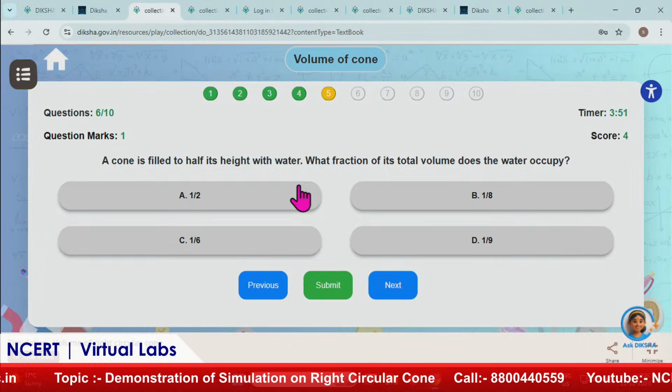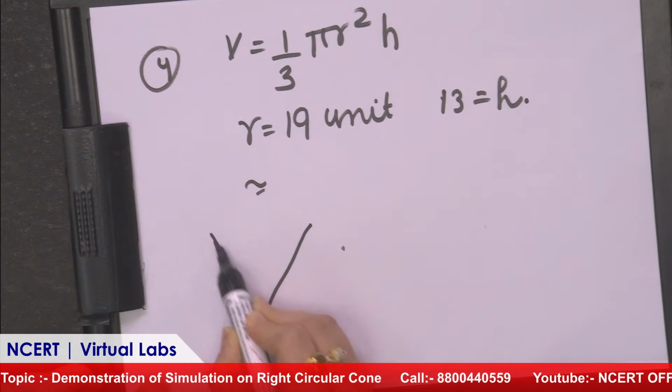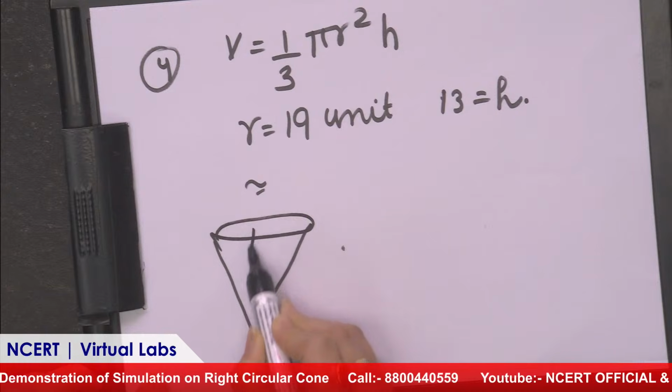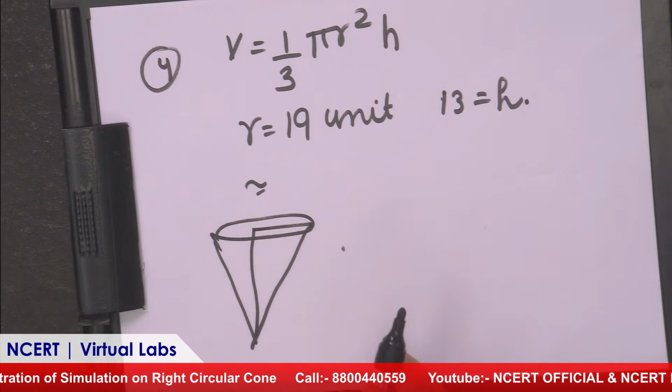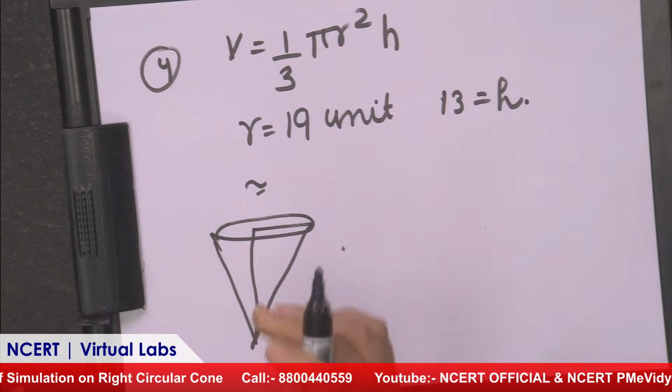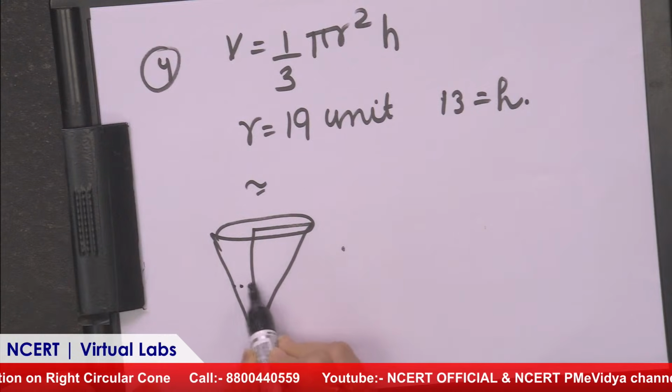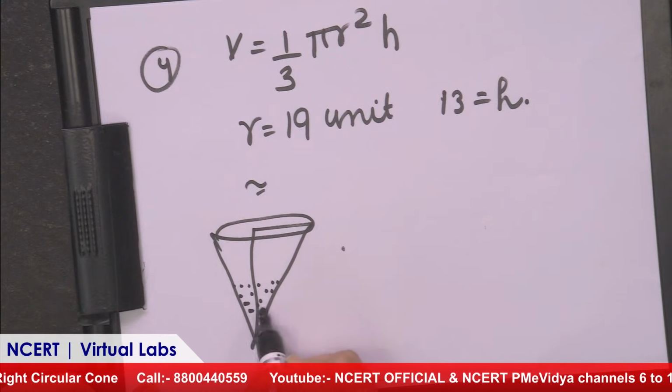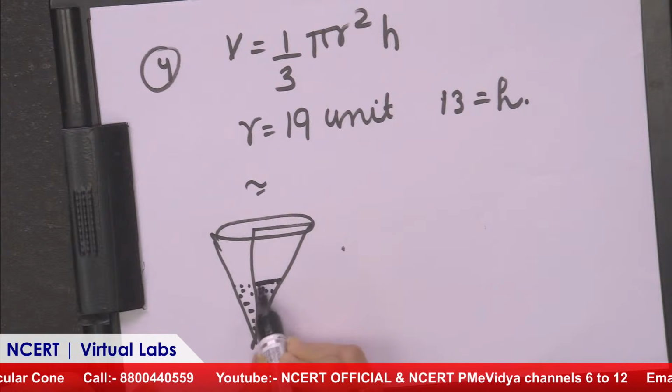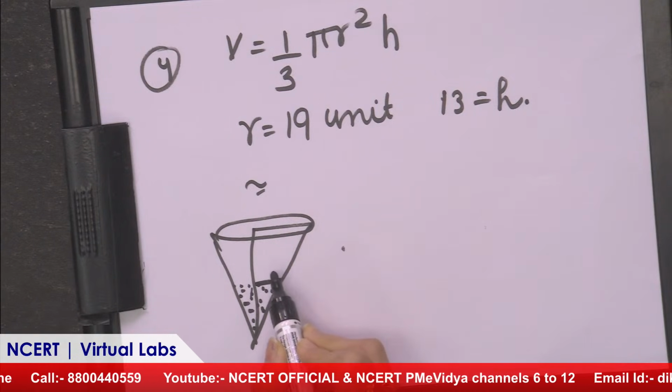So basically, first we have a cone of this type. Now what it says is that it is filled to half of its height. That means it is filled like this. So the height becomes half. Similarly, the radius also becomes half.